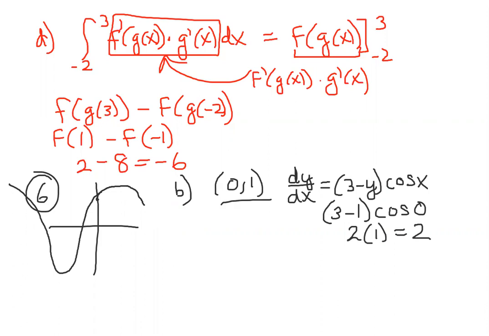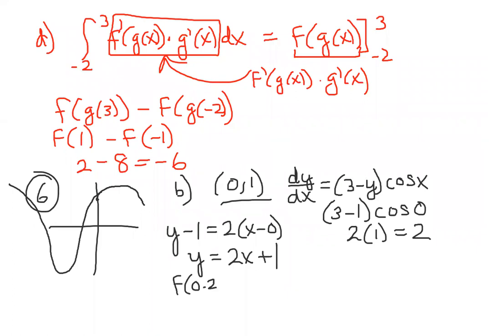So our tangent line is this. Okay. And we're going to use that. We're going to say this f of 0.2 is approximately equal to this, which is 1.4.